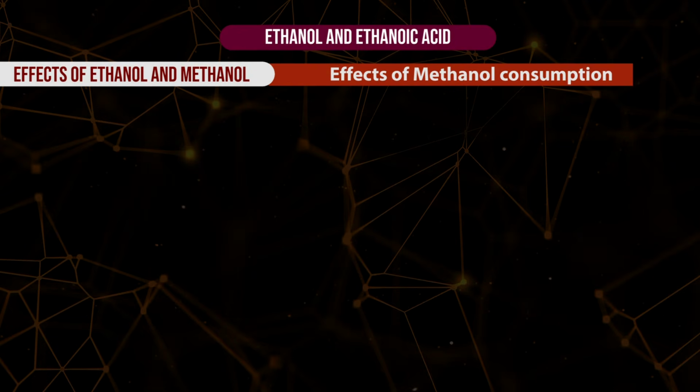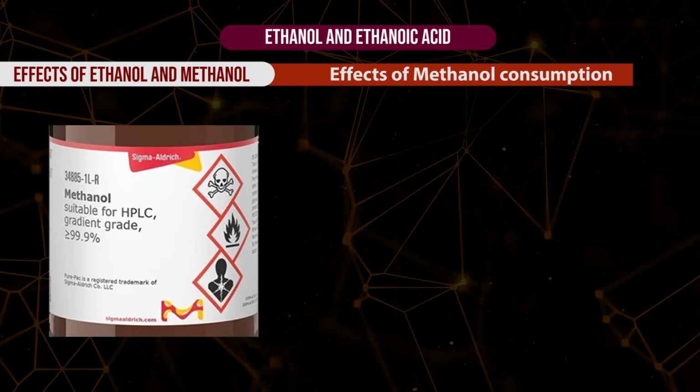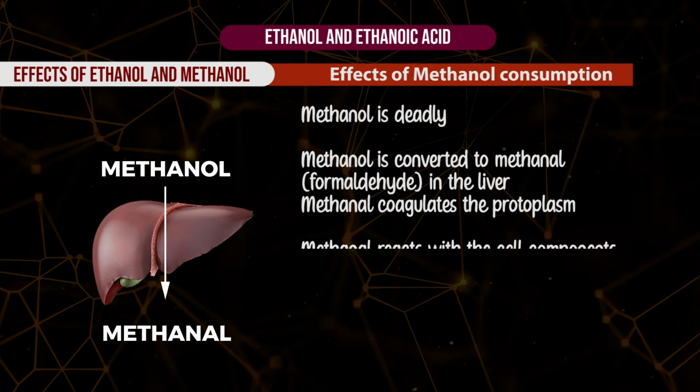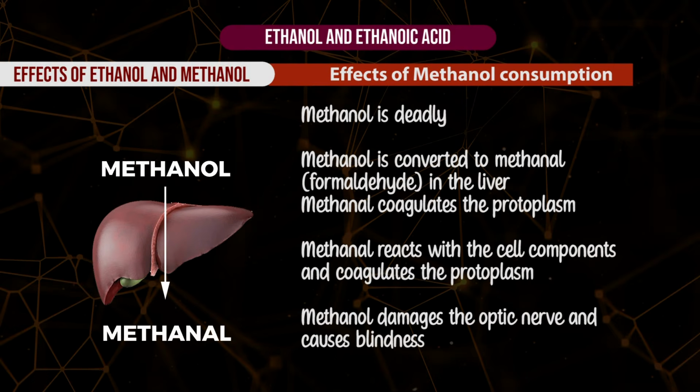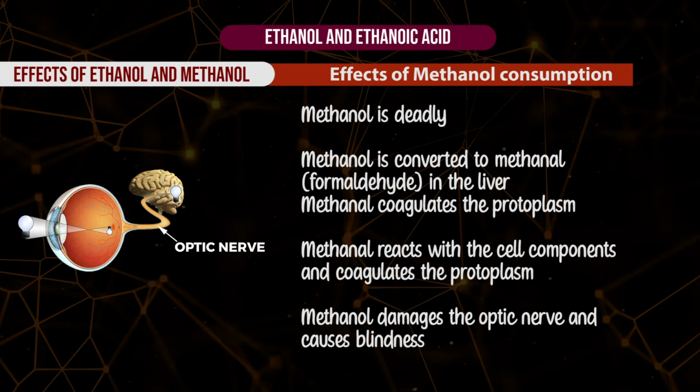Effects of methanol consumption. Even small amounts of methanol can be deadly. Methanol is converted to methanal, that is formaldehyde, in the liver. Methanal reacts with cell components and coagulates the protoplasm. Just how an egg coagulates by cooking, in the same way the cells get coagulated. Methanol also damages the optic nerve and it causes blindness.